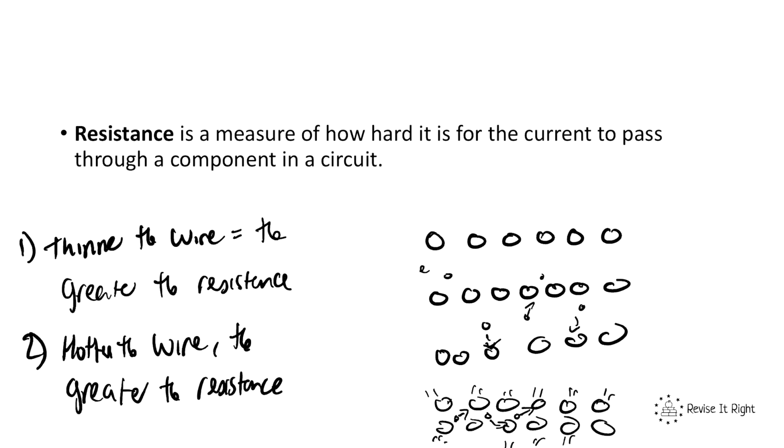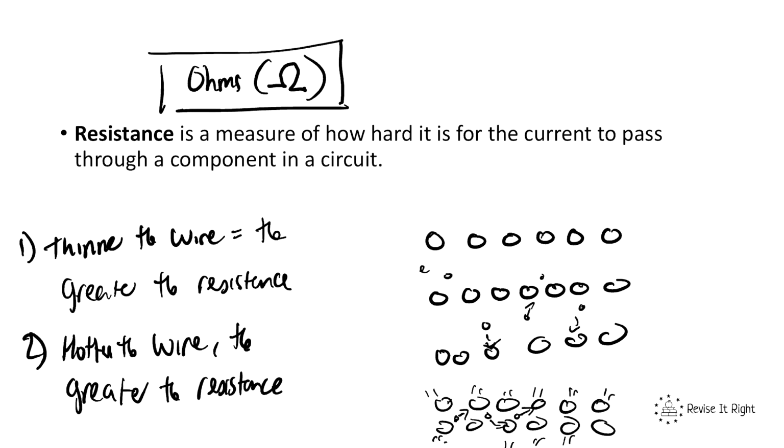Now resistance is measured in something called ohms, and that is the symbol for ohms there. So resistance is a measure of how hard it is for the current to pass through a component in a circuit. The rules are: the thinner the wire, the greater the resistance, and the hotter the wire, the greater the resistance.